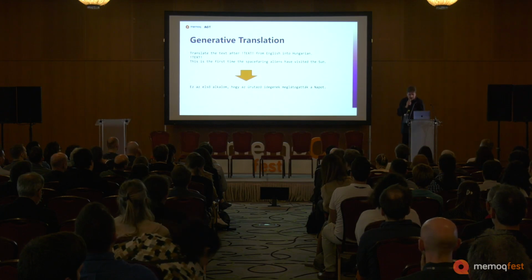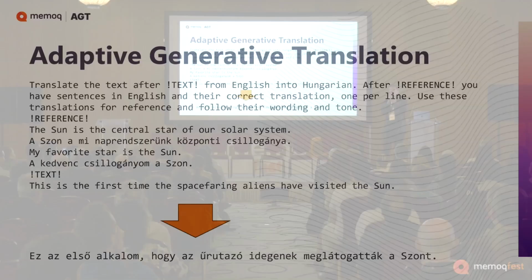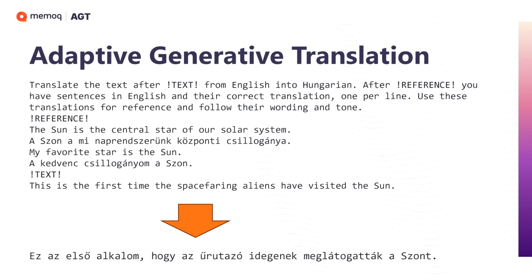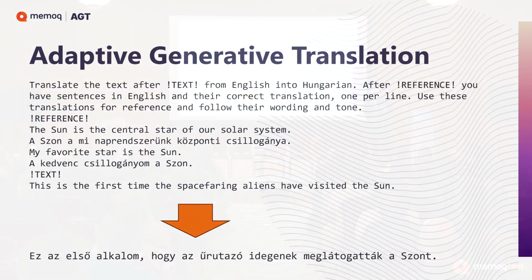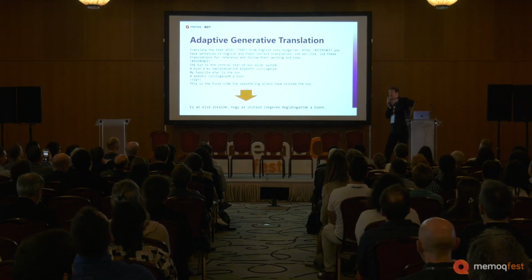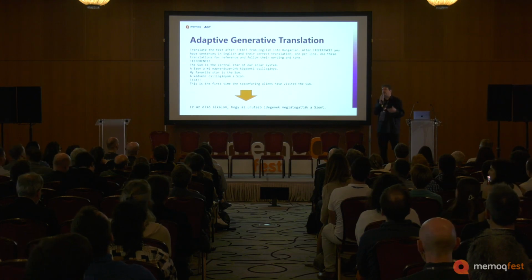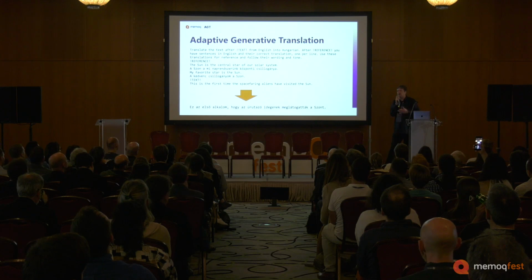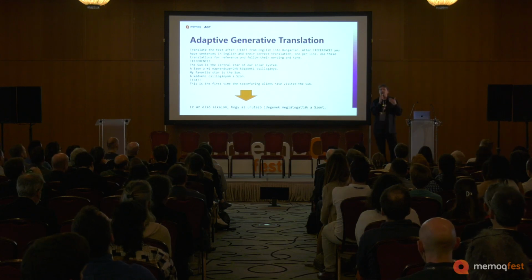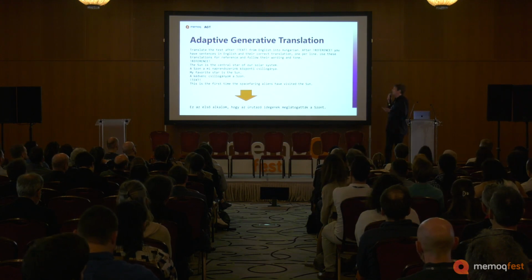And how does AGT, adaptive generative translation, derive from this? What you're seeing here is a simplified version of the actual prompt that is happening in AGT. You basically give the large language model an instruction saying, hey, I'm going to ask you to translate a sentence, which comes after text, but I also have this other information, translations that are relevant, terminology that is relevant, observe all of this input, and then give me a translation of the sentence that I'm going to give you.